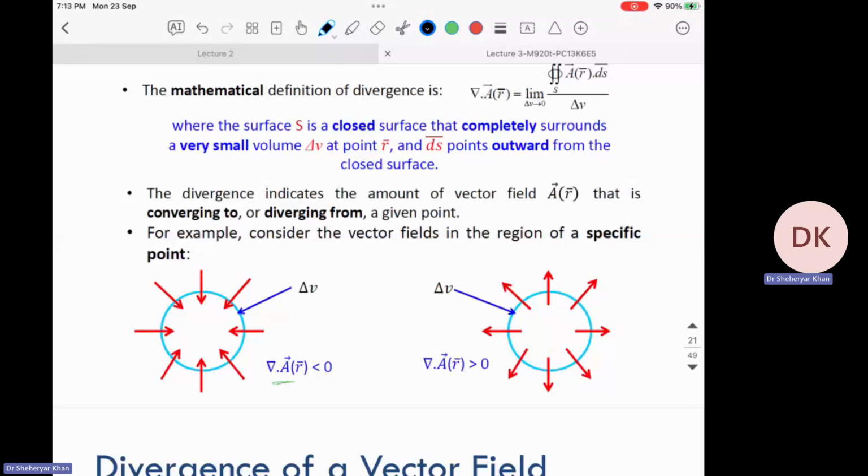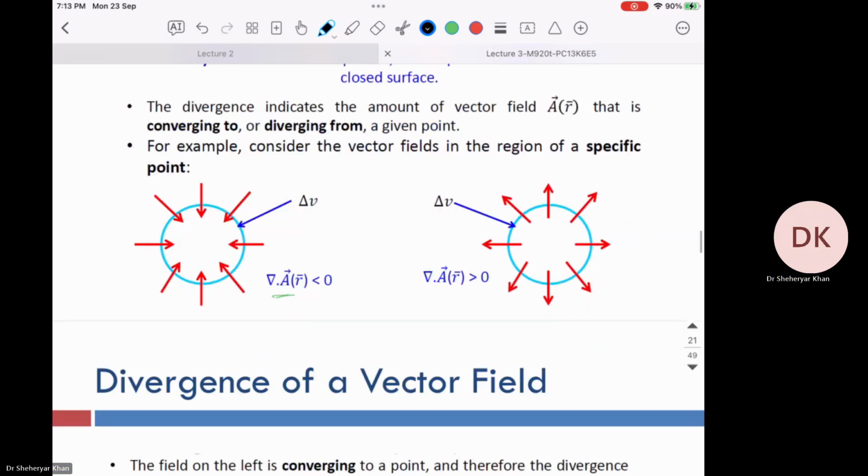Sorry for the interruption. So we apply the divergence on a certain vector field, and if the value is less than zero, that means it's actually converging to a certain point. If the value of divergence is greater than zero, that means it's going out of the surface. Okay, so that's how you look at the flow.